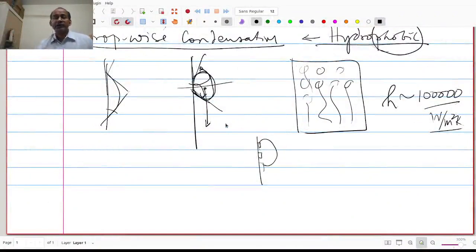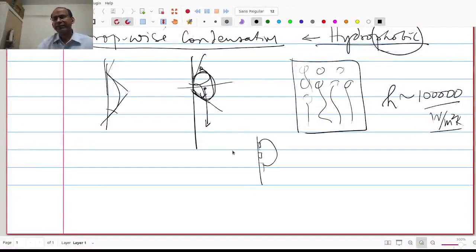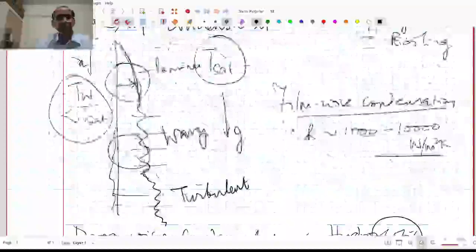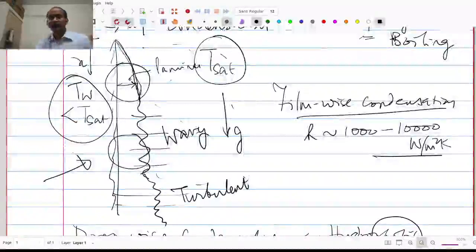Right now, the film-wise condensation, as you can see, is the closest to the boundary layer theories that we have been looking at: flat plate, external flow condensation, external flow convection. The condensation on a vertical flat plate is very similar. The diagram that I have drawn here is very similar to natural convection over a vertical flat plate, and therefore we'll start with the analysis of that. Okay.